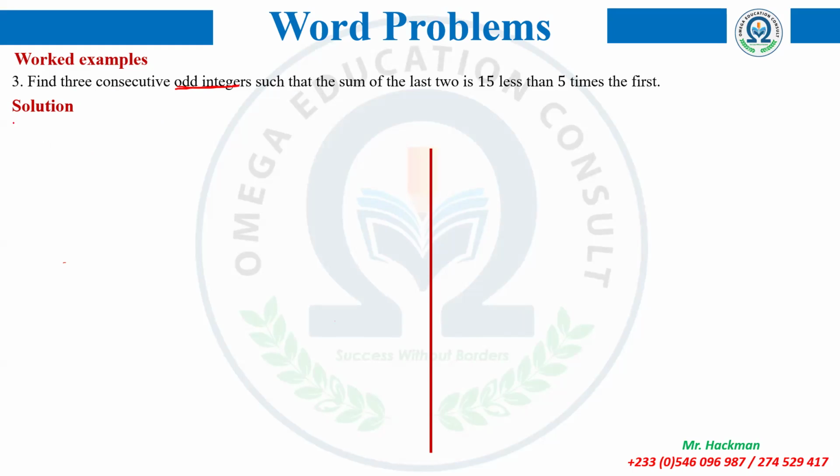All right. So now let's see the solution to question number 3. Okay, so we are dealing with 3. So let our first integer be x, and I'm talking about an odd integer. So first, not just any integer, but an odd integer.